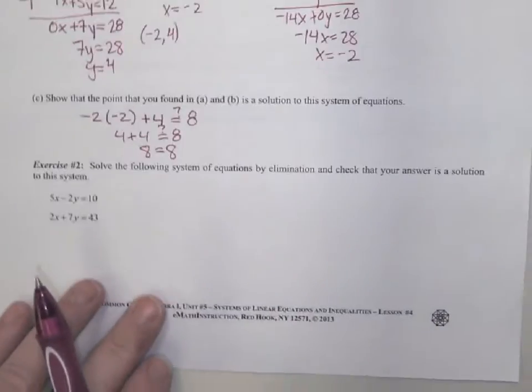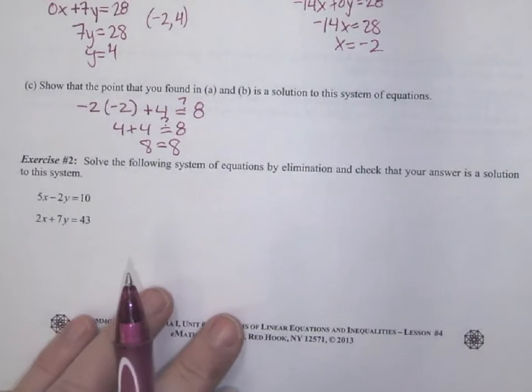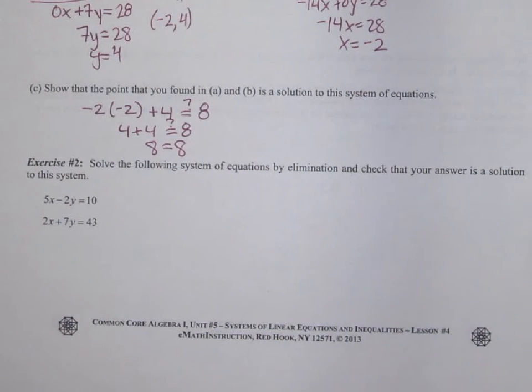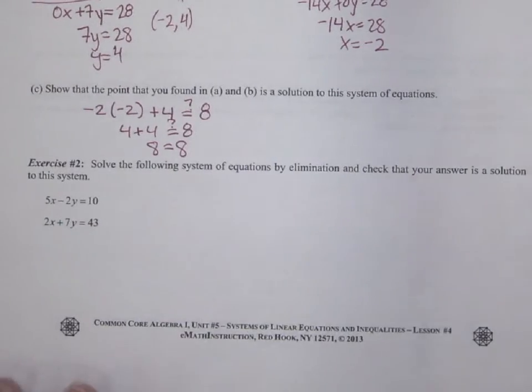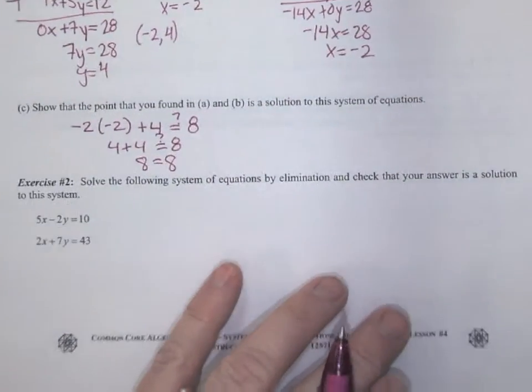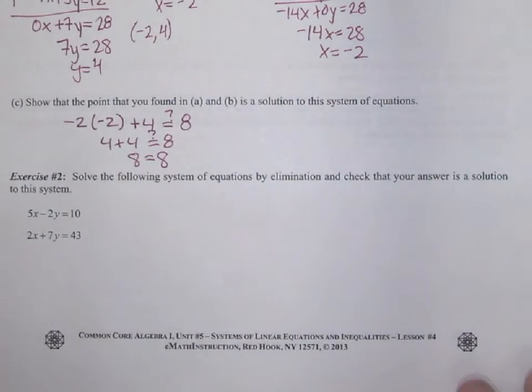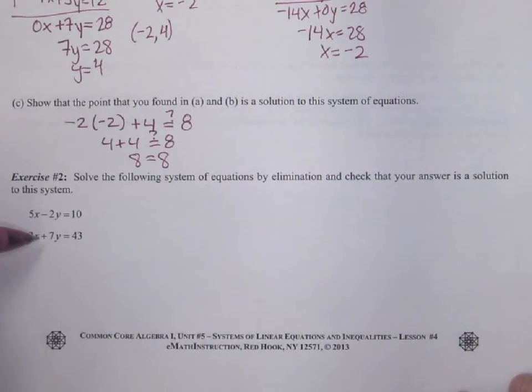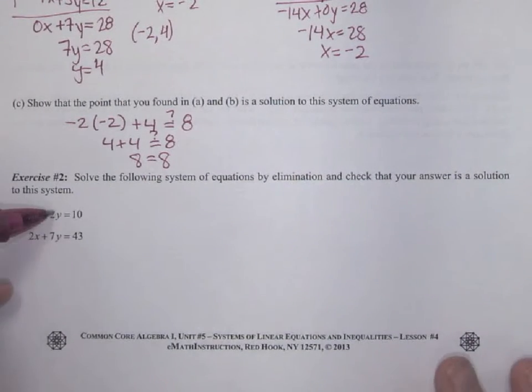Okay, let's take a look at this one here. So here I have 5x minus 2y equals 10, and 2x plus 7y equals 43. So here, you can eliminate x or y first, it doesn't matter. I see that these are both positive. Here I have a negative and a positive. So I guess it just depends on if you want to add or if you want to subtract. If you want to add, then the opposites should be the same. If you want to subtract, then the same ones should be the same. I am going to add.